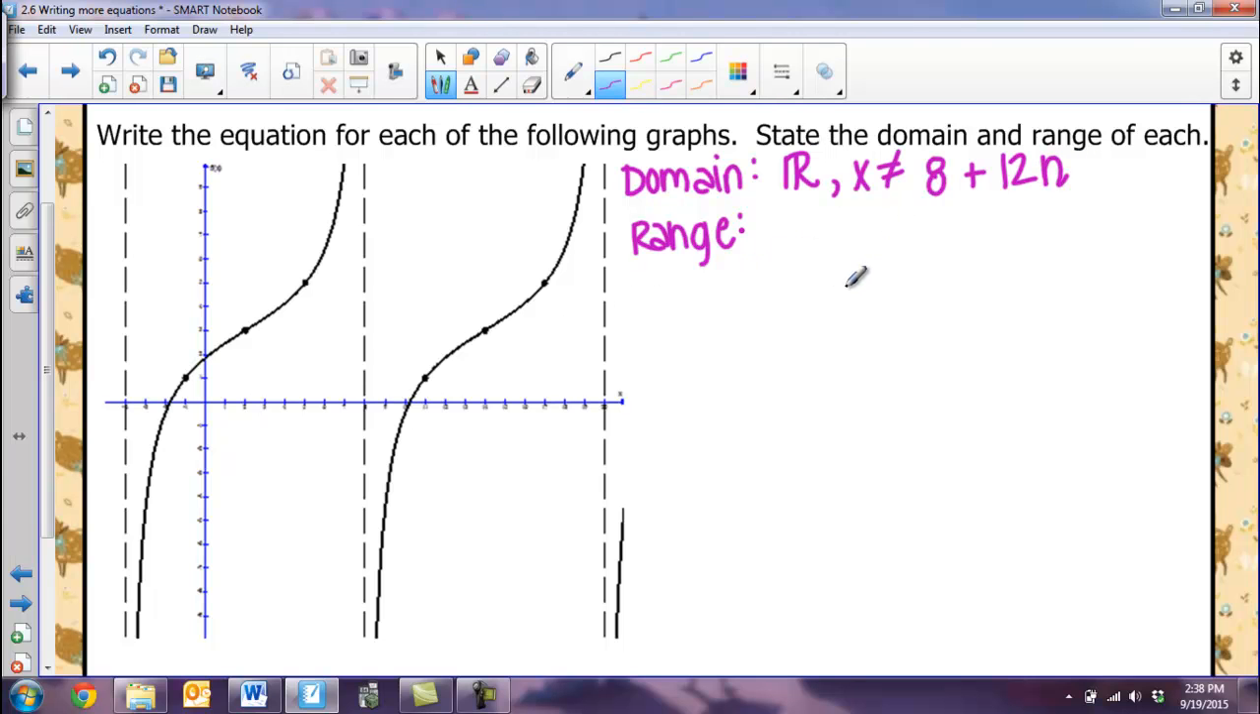Okay, your range is actually the more straightforward one on here, because if you notice, this graph is going to go forever in either direction, up or down. So your range is all real numbers or negative infinity to infinity.